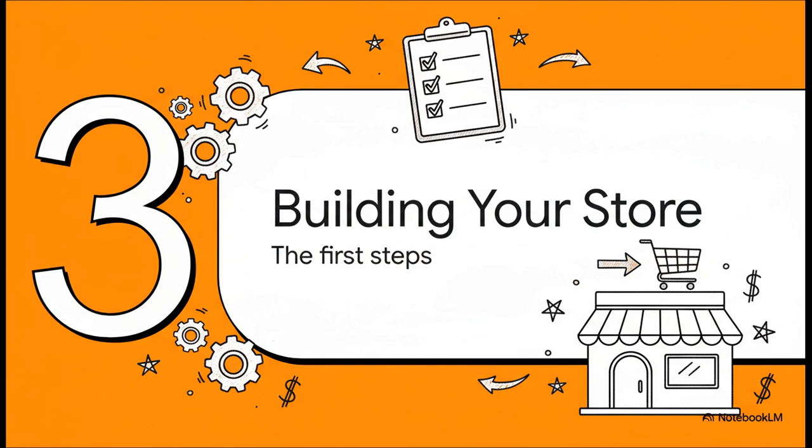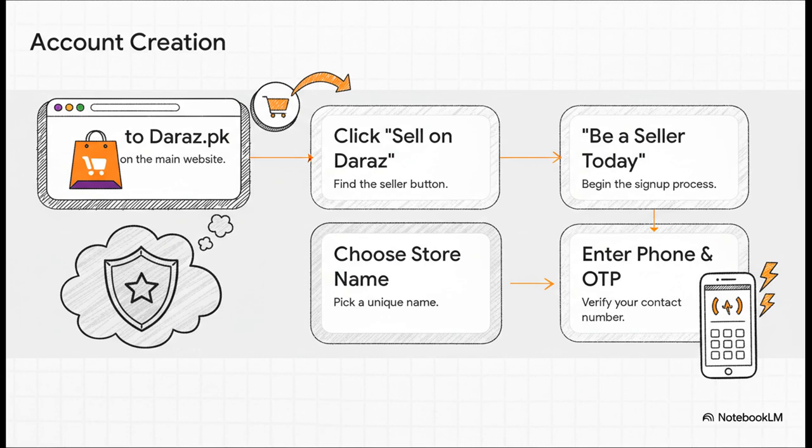All right, you got your checklist done? Perfect. Now comes the fun part. Let's actually start building your digital store. I'll walk you through these first few steps. So this first bit is super straightforward. You're just going to go to the Daraz website, find that Sell on Daraz button, and start the sign up. You'll pop in your phone number, they'll send you a one-time password, you'll set up your account password, and then you get to pick a cool, unique name for your new store.